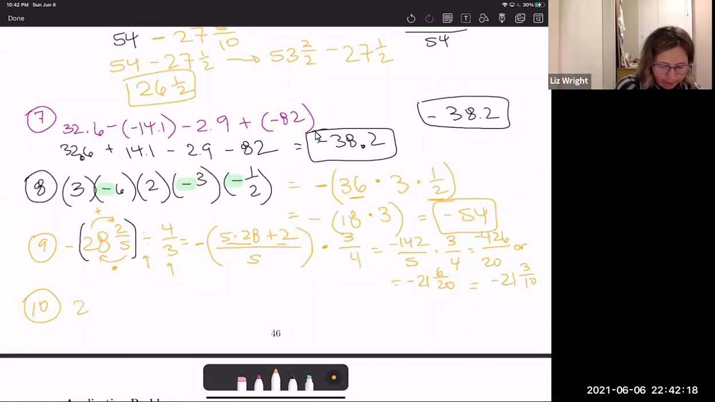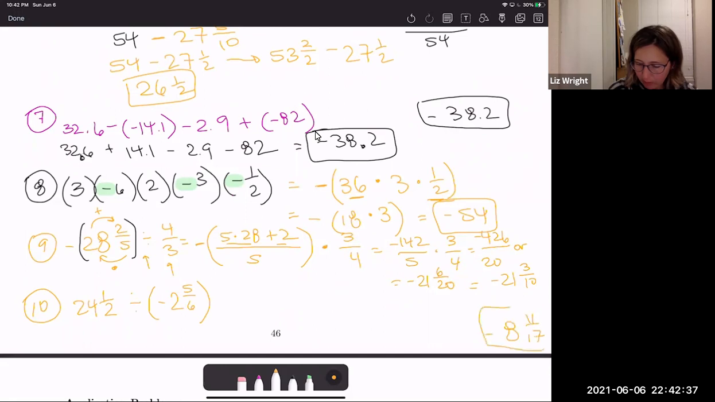All right, so we've got 24 1/2, and we're dividing by negative 2 5/6. So pause the video. See if you can get this one done. You should end up with negative 8 11/17 for your answer. So pause the video. Ready, set, go.